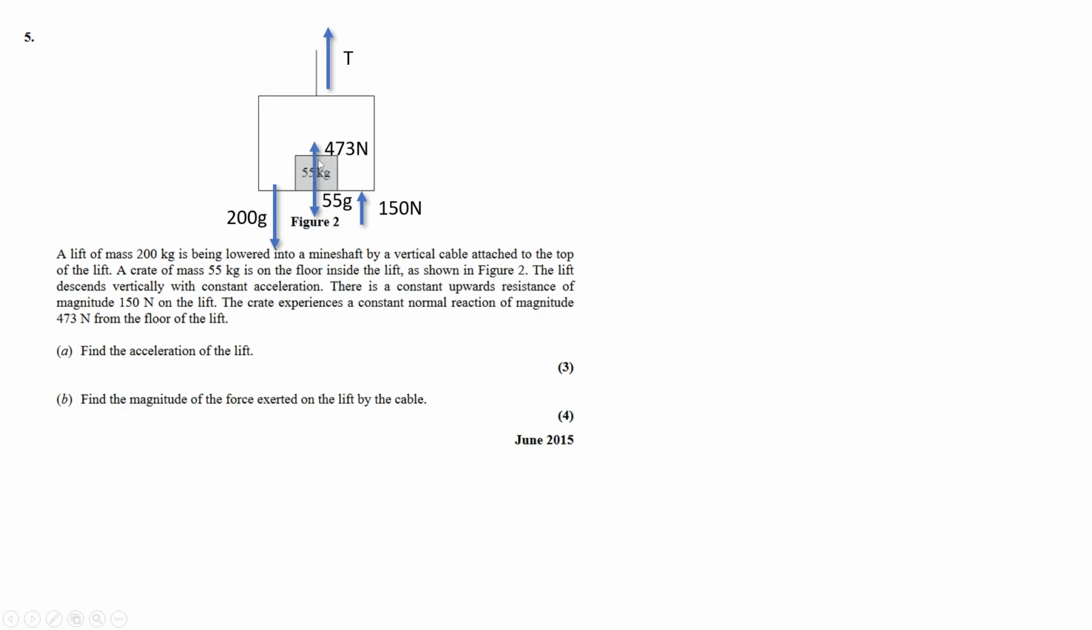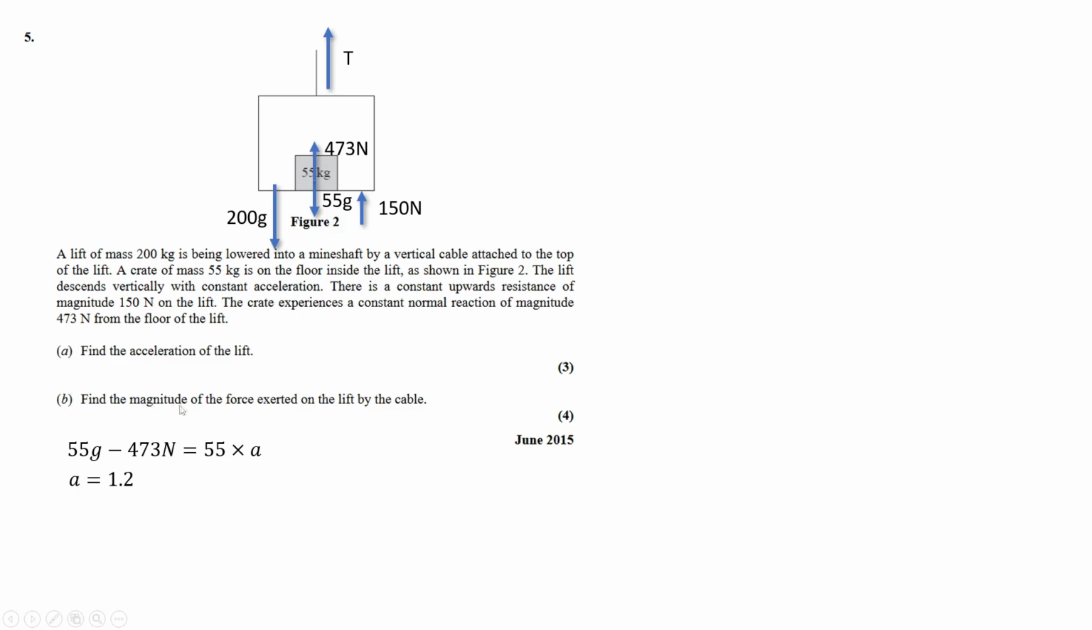So the forces acting on the crate are the reaction force and the weight, and because we know it's going downwards, we know the weight is greater than the reaction force. So we can say that 55g minus 473 newtons is equal to the mass times the acceleration. Then, solving for a, we get that the acceleration is 1.2.